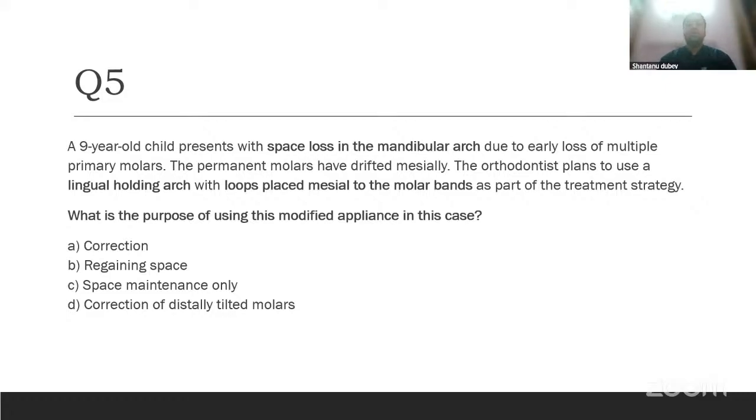Always remember, half of the answer is there in the question itself. You know the purpose of the lingual holding arch. If that was all, why would they tell you that the loops have been placed mesial to the molar bands? These loops help us to distalize the molar a little bit, so we can regain space with that. Sometimes, if required, we can also control the buccolingual movement of the molars with these loops. That is the purpose of those loops. So the answer is regaining space.